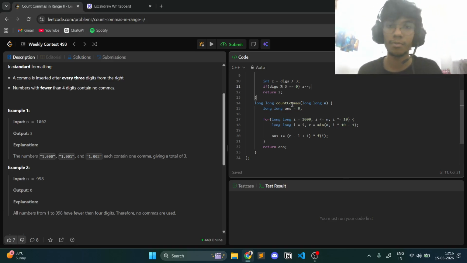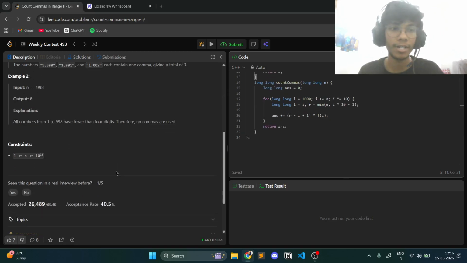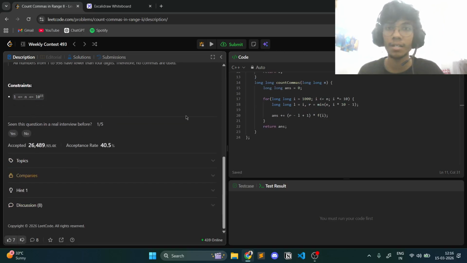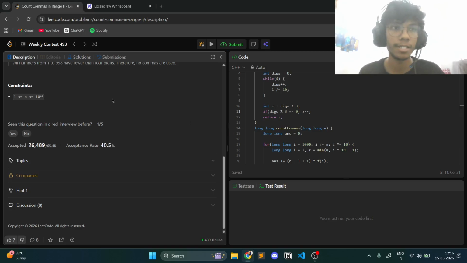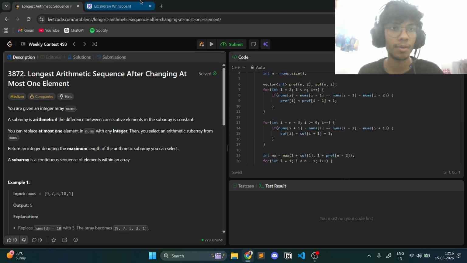Also you'll have to maintain a long, just in case you exceed the answer, because we're iterating over 10 to the 15 elements, so it could result into an overflow. So yeah, let's move on to the third problem.